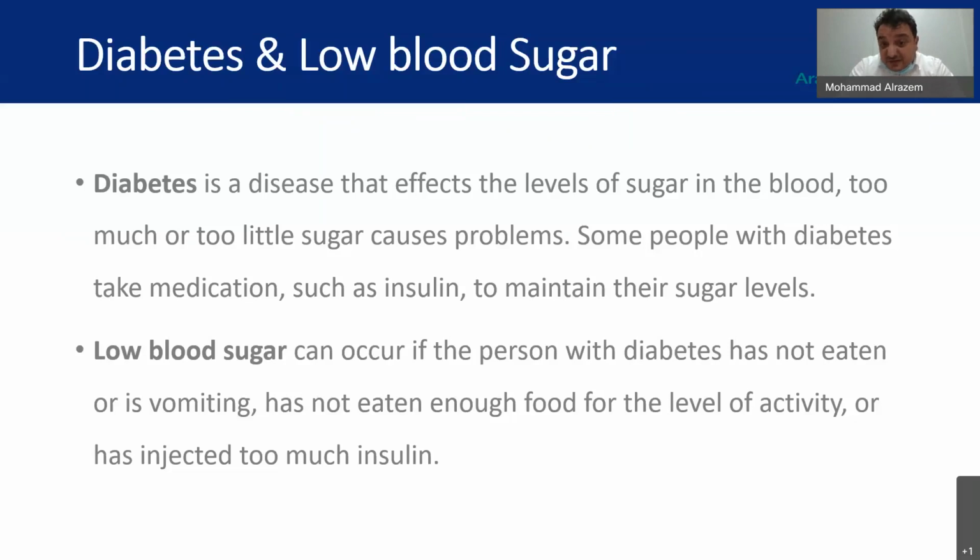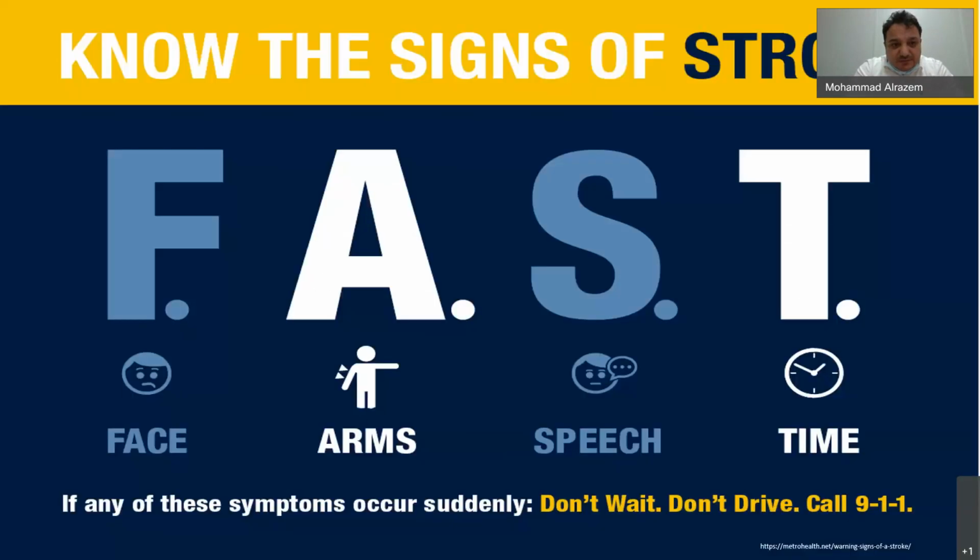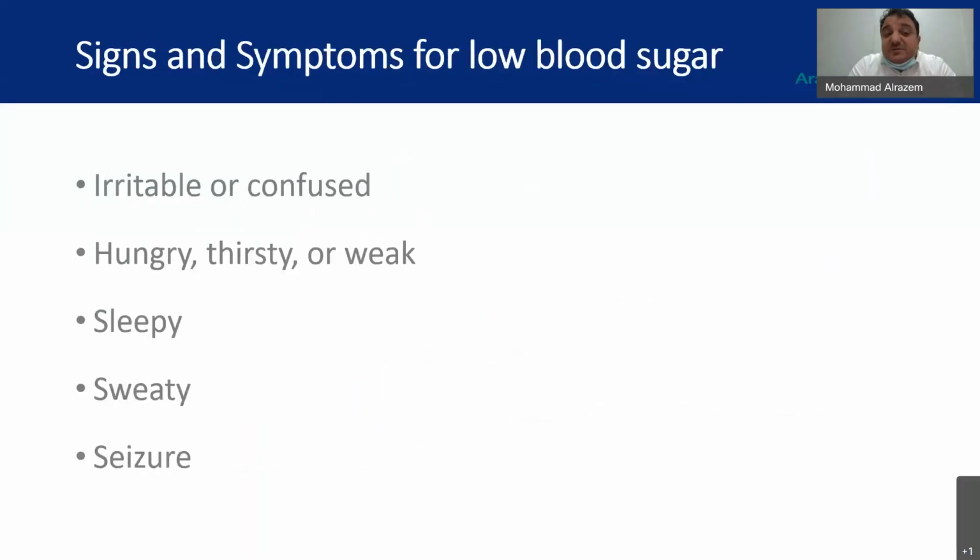He has a double dose. So when we have low blood sugar, what are the signs and symptoms of low blood sugar? The patient becomes irritable, confused. He feels hungry, thirsty, or weak. He feels sleepy, sweaty. Sometimes it will lead to seizures. This is low blood sugar.